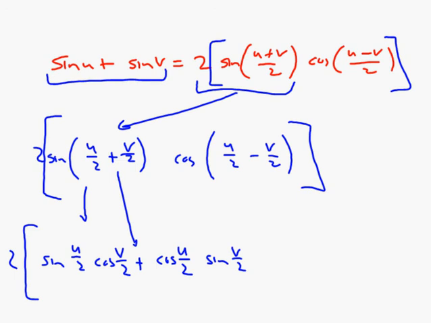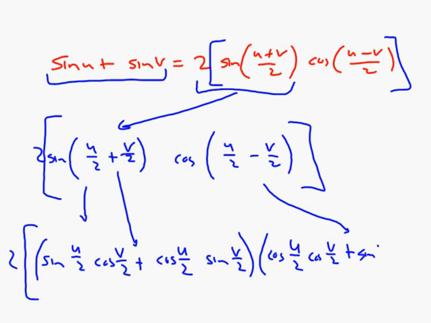Let's go over here. And then we have that thing, right? Times what? So the cosine of u over 2 cosine v over 2 minus, or I should say plus, because cosine is the opposite, right? And then what do we have here? Sine u over 2 sine v over 2.